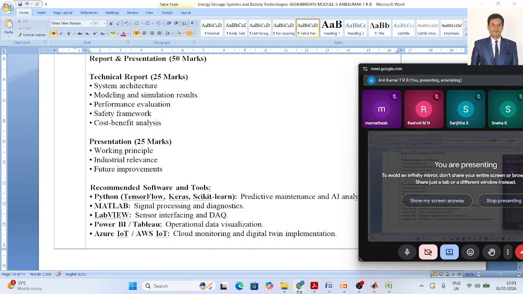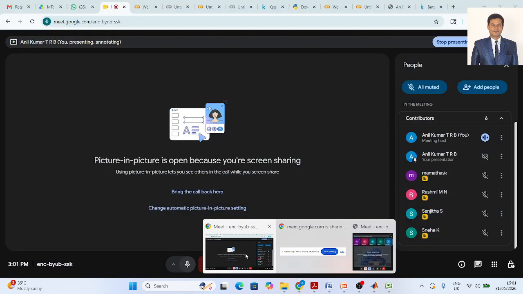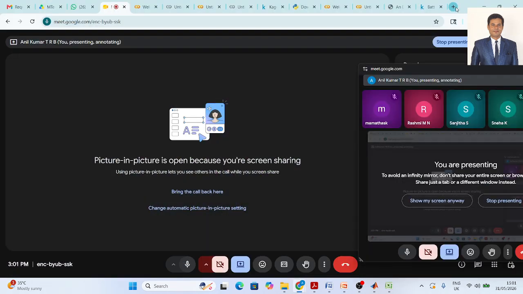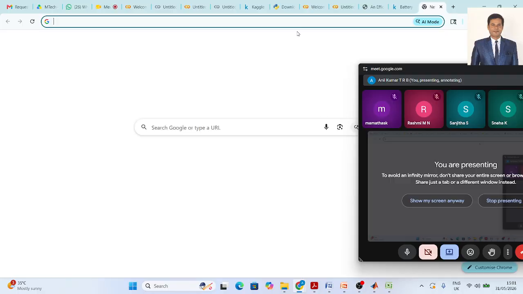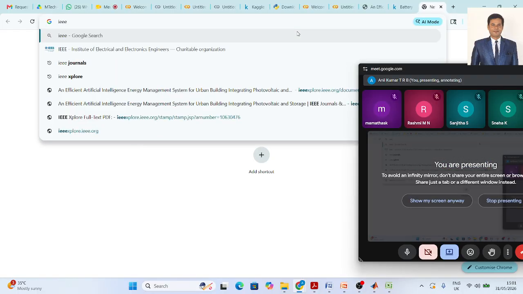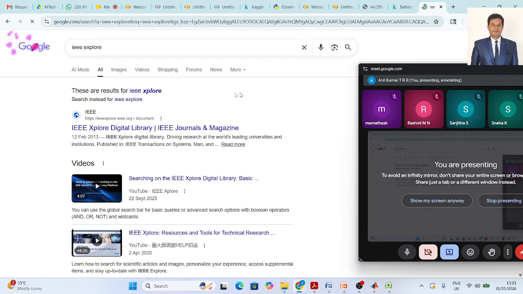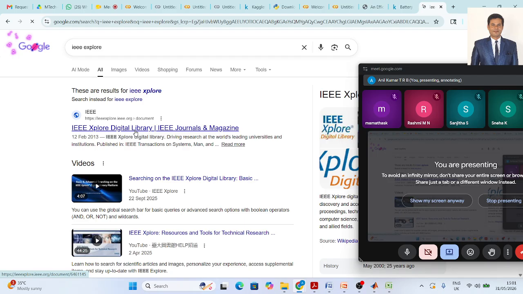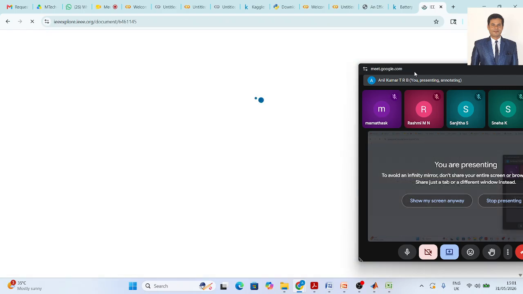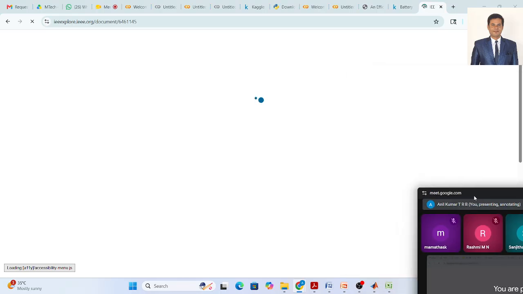So I can show you the one models here, right, in IEEE papers. So we have developed the PMSM models, synchronous machine models for the electric vehicles, right?